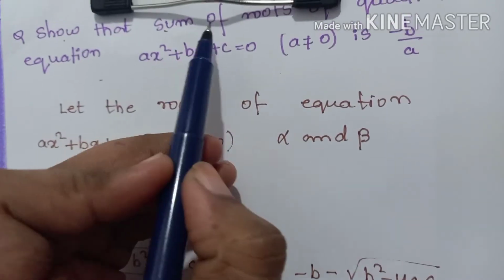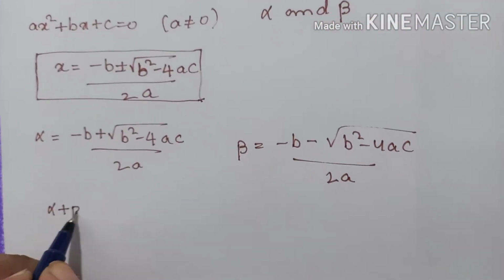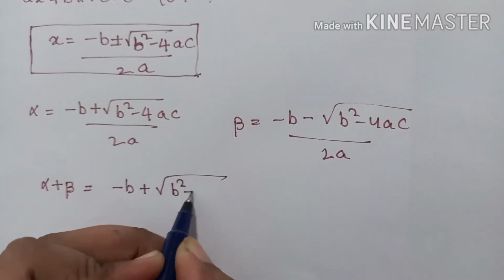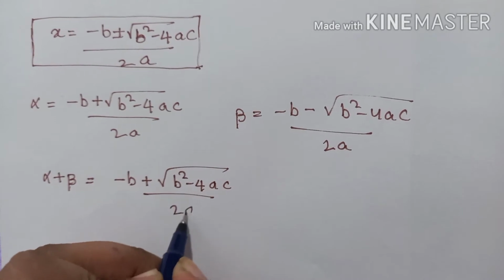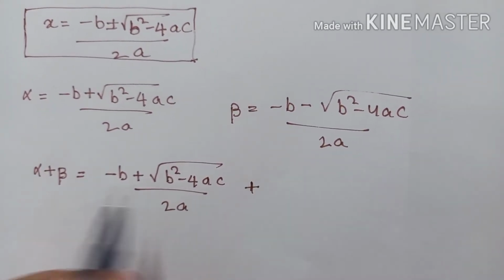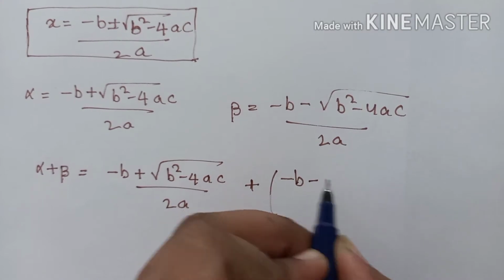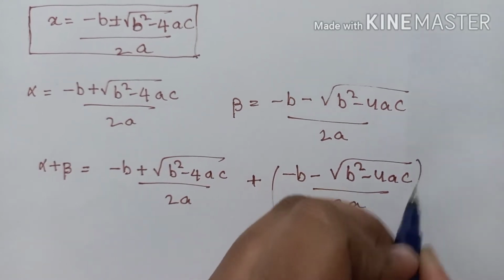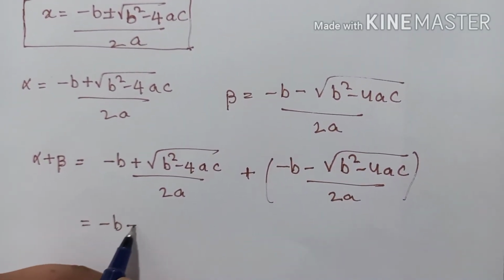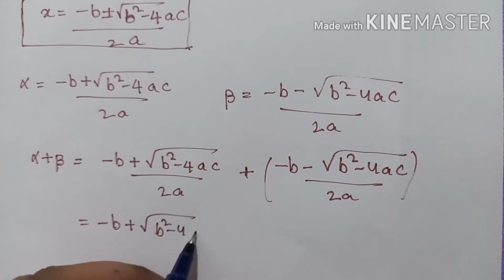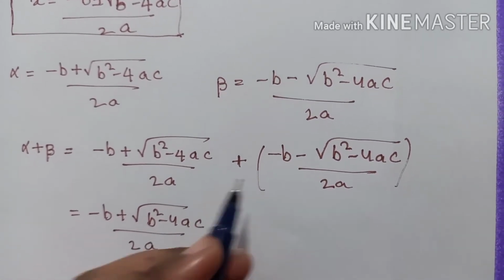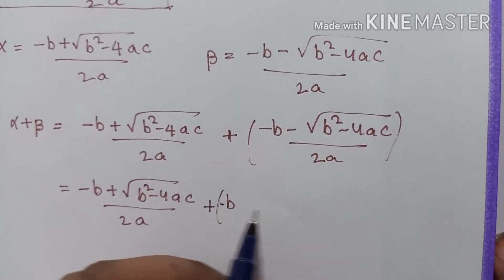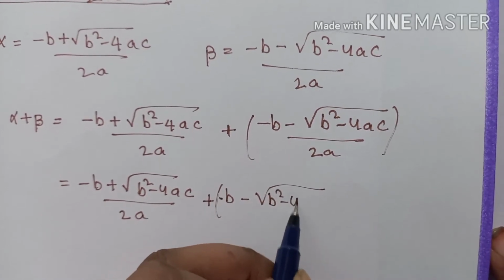So they have asked for the sum of roots. That means alpha plus beta equals minus b plus under root b square minus 4ac by 2a, and also plus beta, which is minus b minus under root b square minus 4ac by 2a. That gives us minus b plus or minus under root b square minus 4ac by 2a, plus into minus is minus, plus or minus under root b square minus 4ac by 2a.